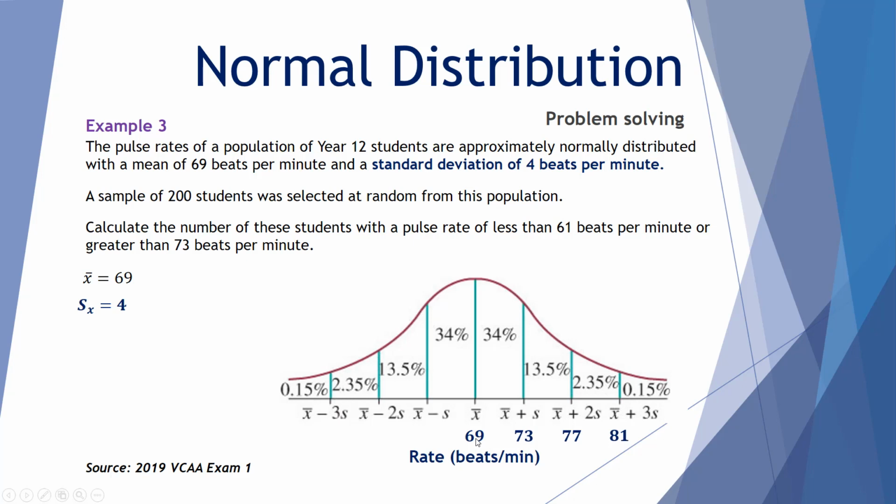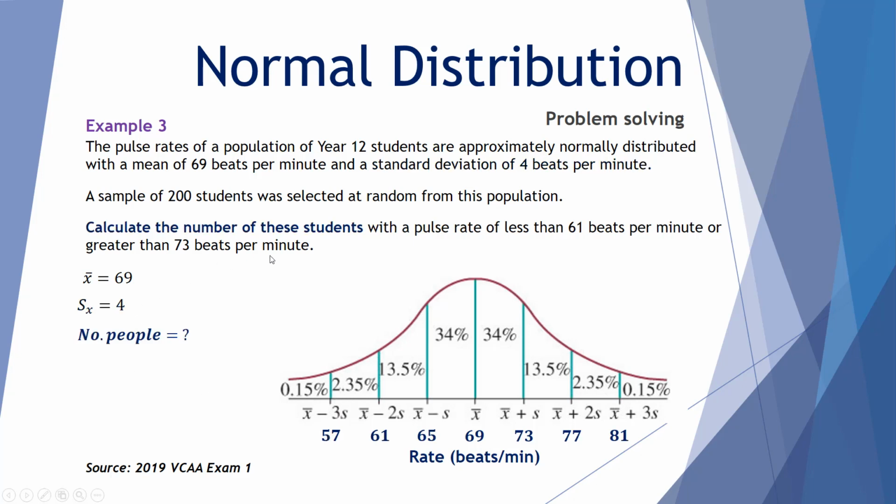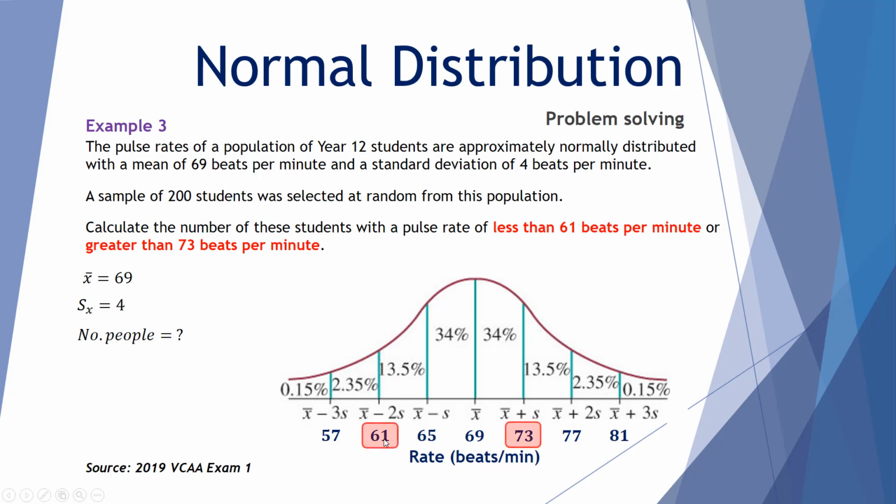We now go to the left of our mean value. 69 minus a standard deviation of 4 gives us 65, minus another standard deviation of 4 gives us 61, minus a final standard deviation of 4 gives us a value of 57. So we now have our x-axis set up to answer this question. We want to calculate the number of people with a pulse rate less than 61 beats per minute or greater than 73 beats per minute. So let's identify those positions on our graph. 61 is here, 73 is here.